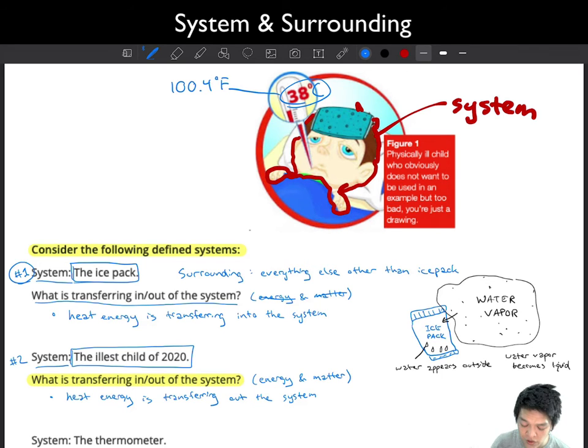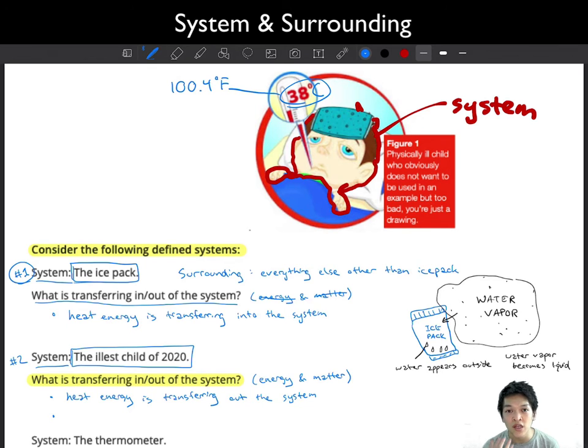So it's going out of the system. Okay, what about matter? Is there any matter going in and out of the kid? Well, this kid is still breathing, right? Assuming this kid is still alive. Breathing. There's gas being exchanged between the system, the kid, and the kid's surroundings, right?